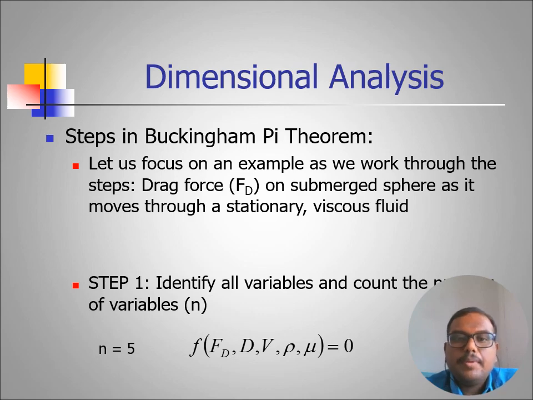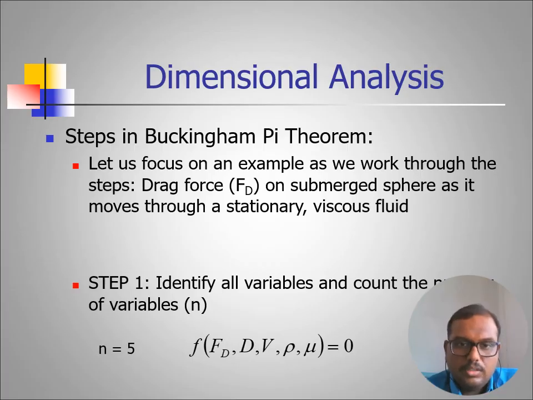So the first step in Buckingham pi theorem. Let us focus on an example as we work through these steps. Drag force Fd on a submerged sphere as it moves through a stationary viscous fluid. Identify the variables and count the number of variables. Here the total number of variables is 5.